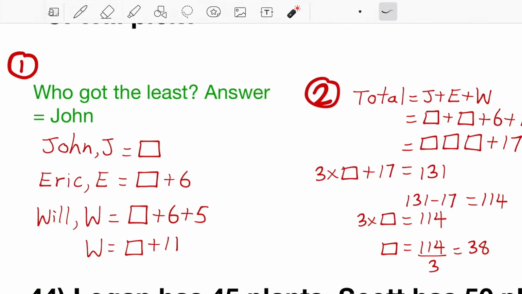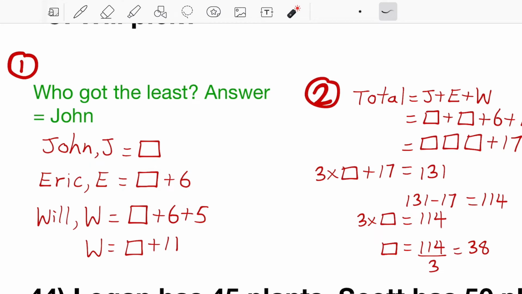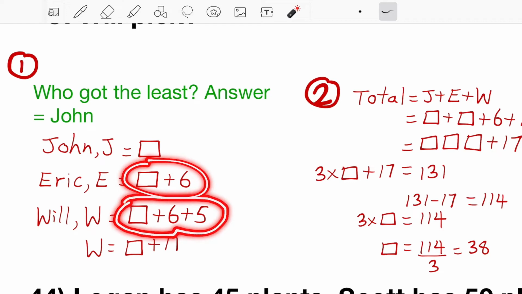So we can put John equal to box since he has the least. Eric has 6 more than John, so box plus 6. And Will, this is where some persons get it wrong. Will has 5 more than Eric. Some persons make the mistake and put box plus 5, but it's not 5 more than John, it's 5 more than Eric. So we put Eric's amount first and then add 5 to it.